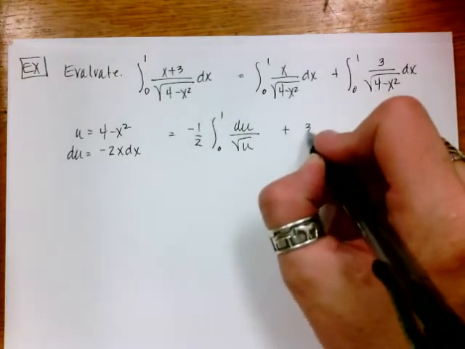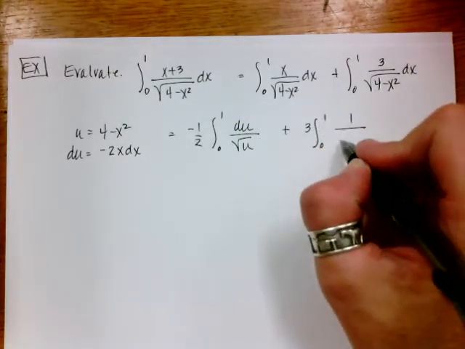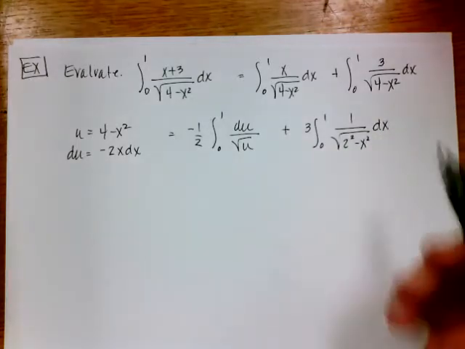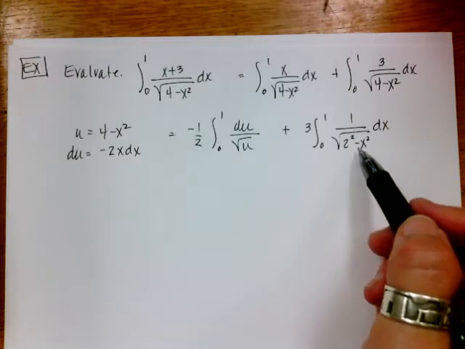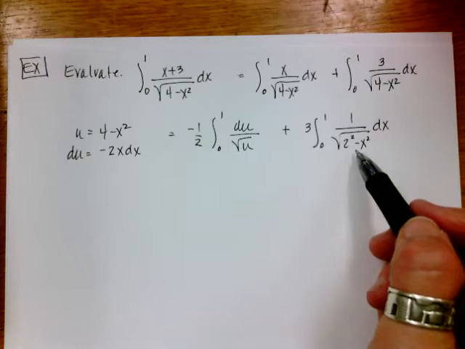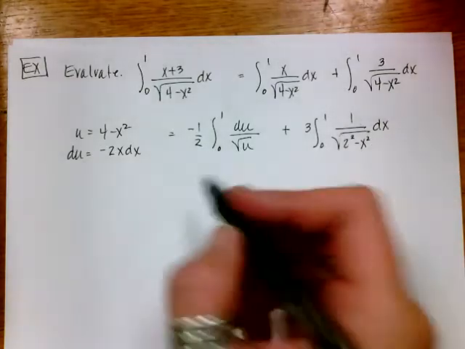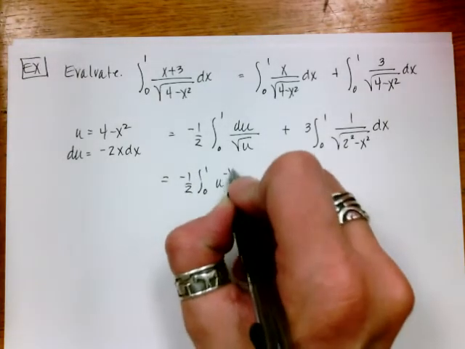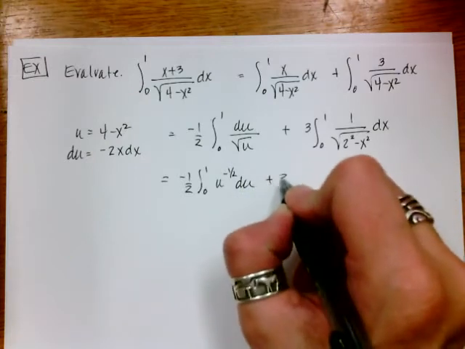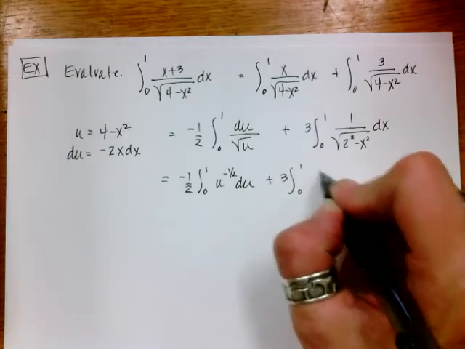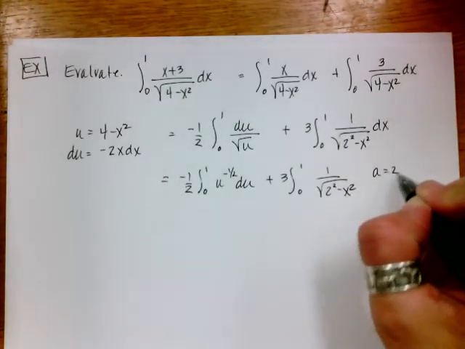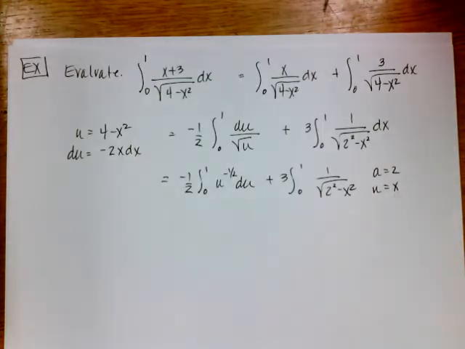On this one, I'm going to pull the 3 out front and then rewrite this as the square root of 2 squared minus x squared dx. And notice that in this one, there's no variable in the top. If you'll remember, this is going to look very similar to my arc sine. So when I do my math, I'm going to get a negative 1/2 integral from 0 to 1 of u to the negative 1/2 du, and then the integral for this guy, 1 over the square root of 2 squared minus x squared. So my a is going to be 2 and my u is x.